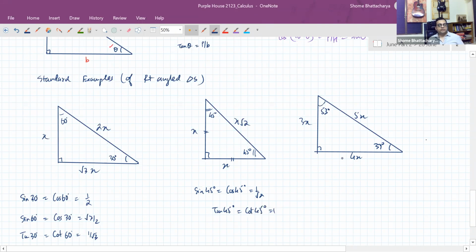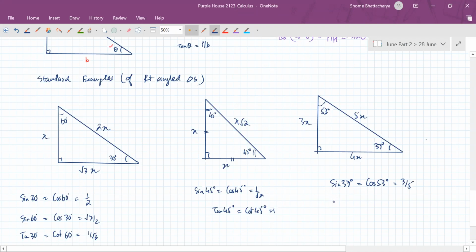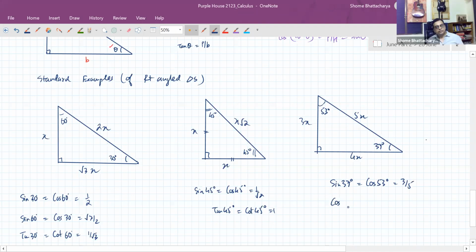Now particularly useful in physics is this third type of triangle, where sine of 37 is the exact same value as cos of 53 degrees, which is equal to 3 by 5. And sine of 53 is the same thing as cos of 37, which is equal to 4 by 5, right? And tan 37 is the same thing as cot 53, which is equal to 3 by 4.